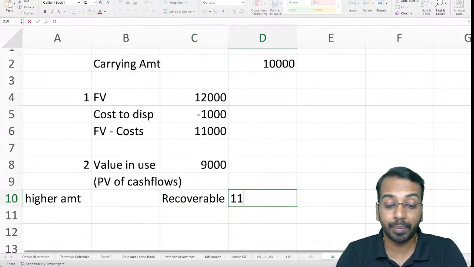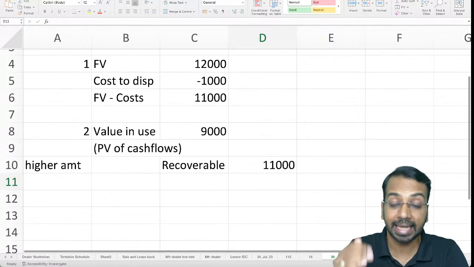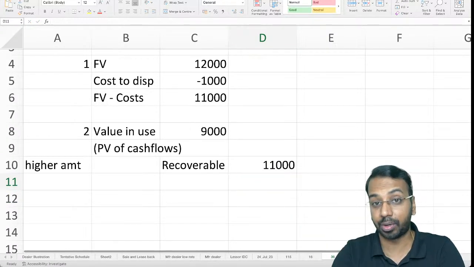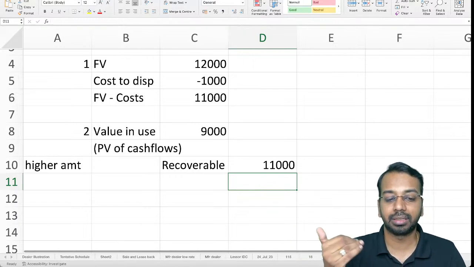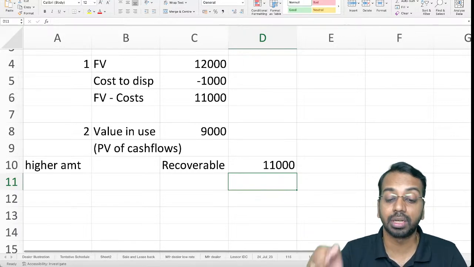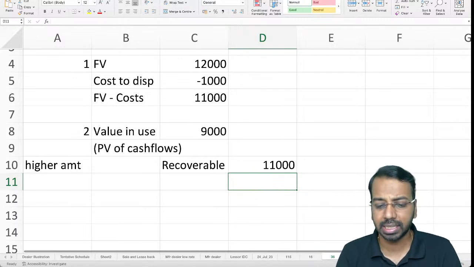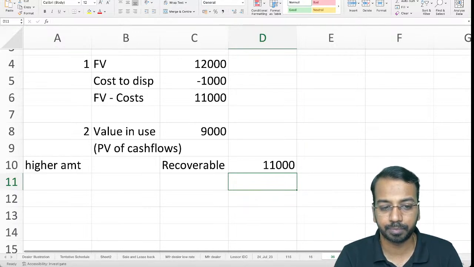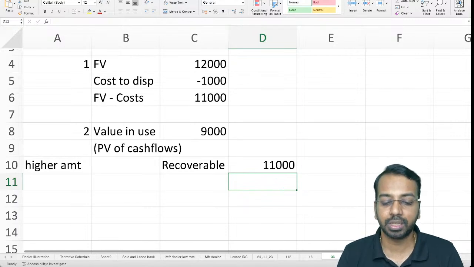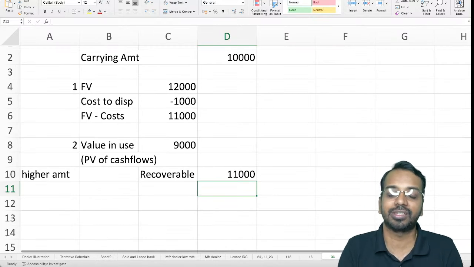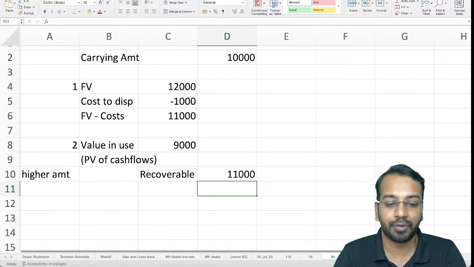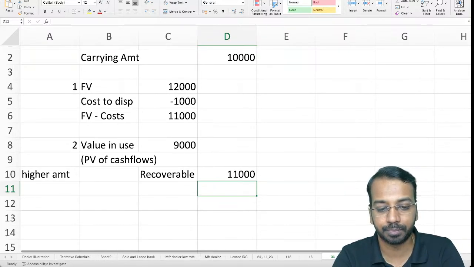Now, if my recoverable amount is greater than the carrying amount, then there is no impairment, because I am saying the asset is 10,000, and I will get 11,000. I will recover 11,000 from that asset. So, where is the loss? There is no loss.